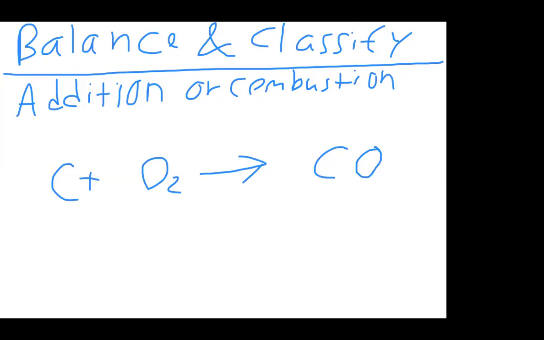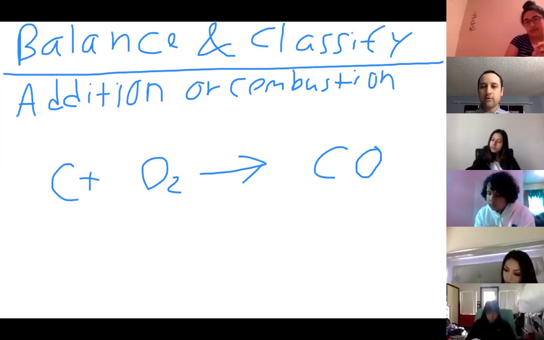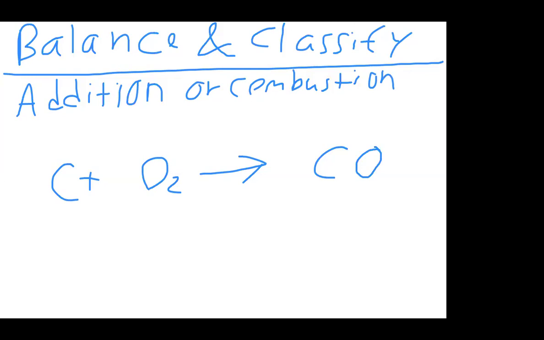All right, so now let's start the balancing process. I want to make sure I get around the class today, so I want to hear from Luis. Luis, take a look at the left and the right sides of this reaction. How many carbons do we have on the left? One. Good. And how many carbons on the right? One. Good. So the carbons are balanced. What about the oxygens? Are the oxygens balanced, Luis? Yes, they are.